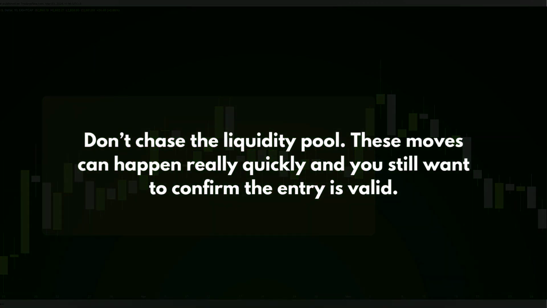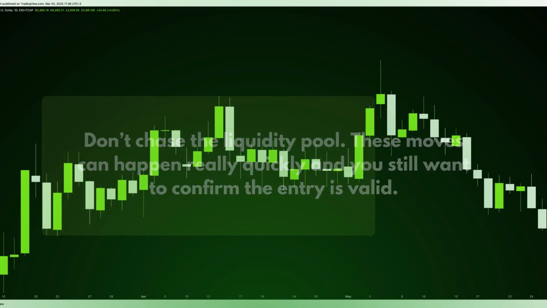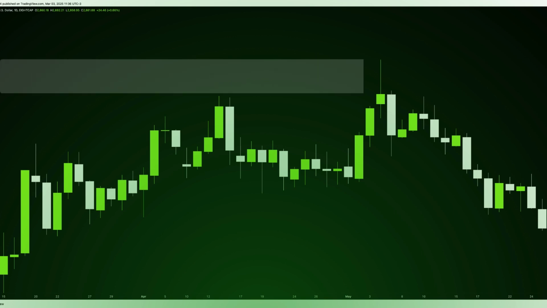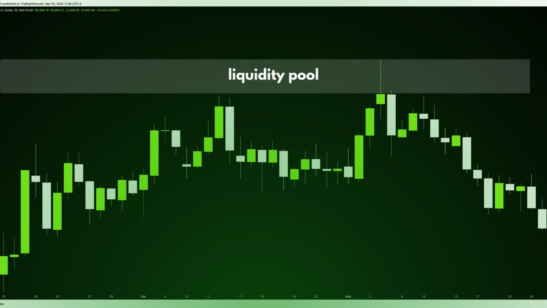And here's the most underrated tip. Don't chase the liquidity pool. These moves can happen really quickly, and you still want to confirm that the entry is valid. So if you miss it, just sit it out. The next tip is to make sure that you place your stop loss outside of the liquidity pool and not within it, in case price comes back to that area.